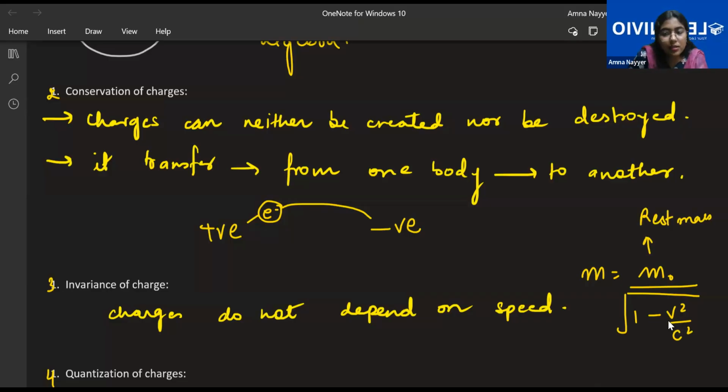But in the case of charges, charges travel very fast. You switch on the circuit and the bulb glows, the tube light lights up. What's c? c is the speed of light, which is 3 into 10 to the power 8 meters per second. m naught is the rest mass, v is the velocity of the particle, and c is the velocity of light.